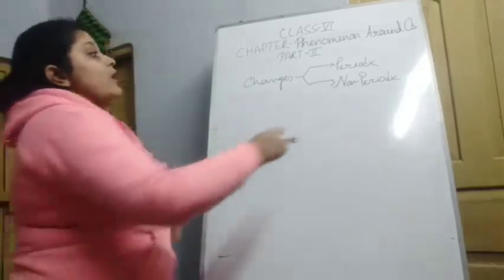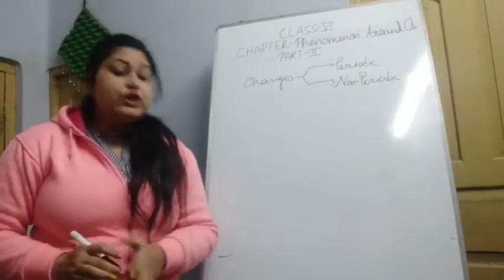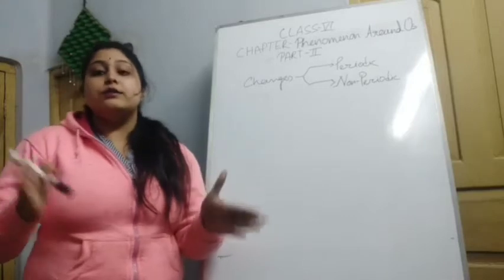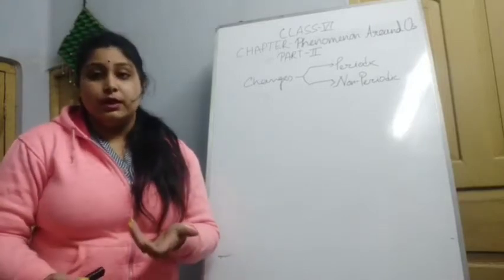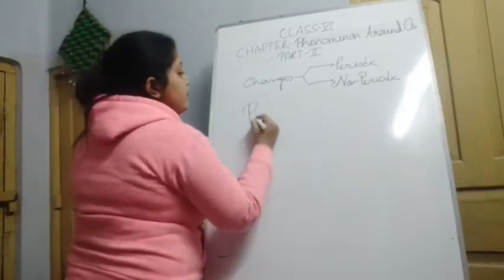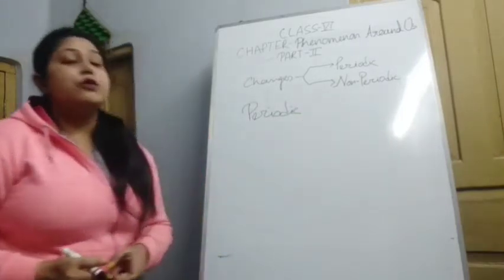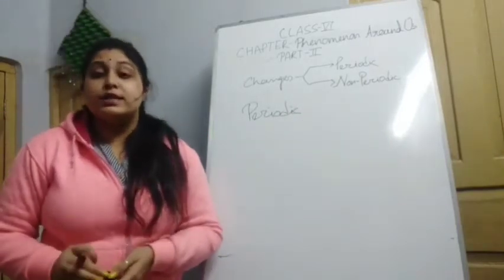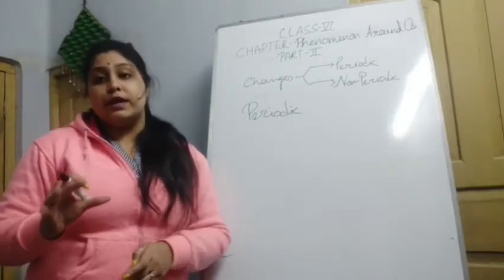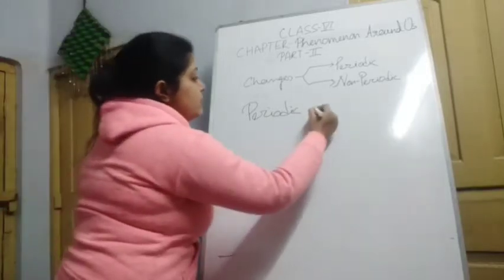And what are non-periodic changes? Non-periodic changes are something which are irregular, which do not occur after a short period of time, and which are not predictable. So, if we talk about a periodic change, we can talk about a pendulum. Do you know what a pendulum or a pendulum clock is? In the clock, the pendulum is hanging. So the pendulum resembles like that.